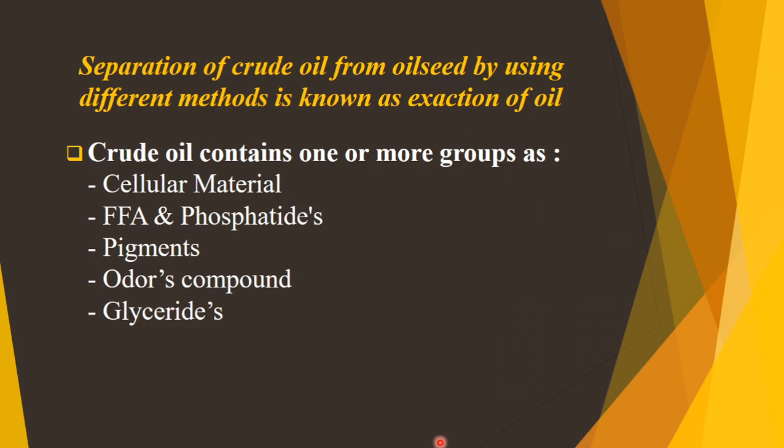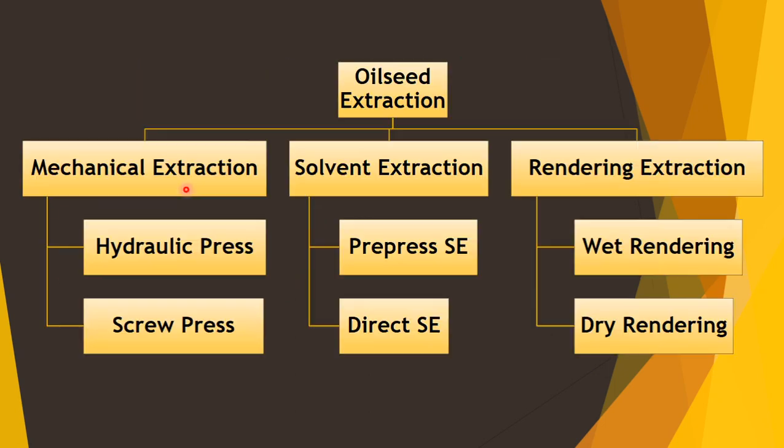The seeds which are meant for the separation of oil from the oil seed by using different methods are referred to as extraction of oil, and this extracted oil contains one or more groups of cellular material, free fatty acids and phosphatides, while pigments, odorous compounds and glycerides are present in this crude oil.